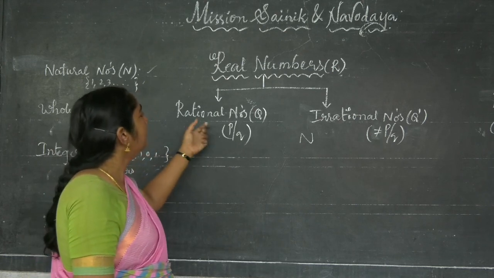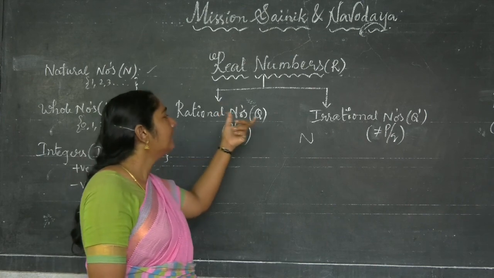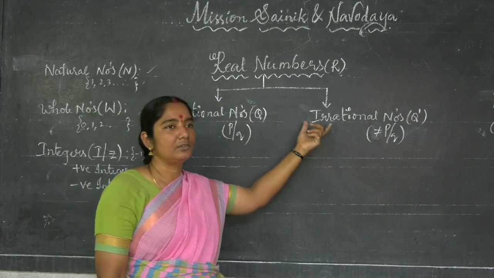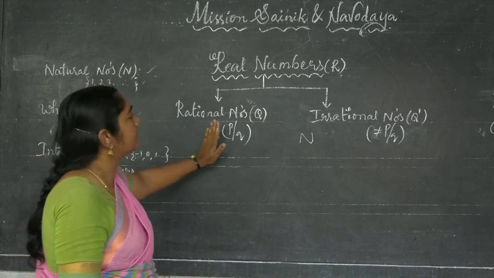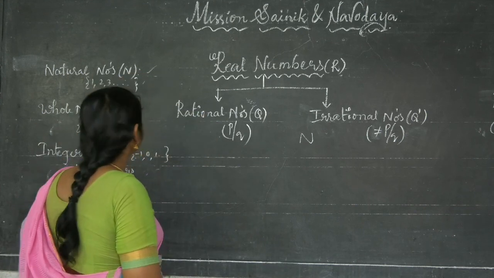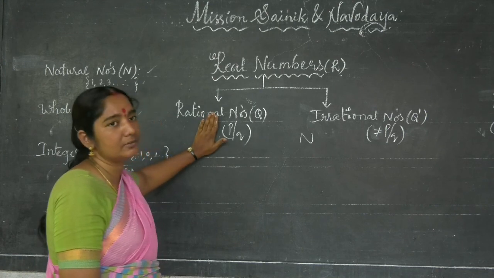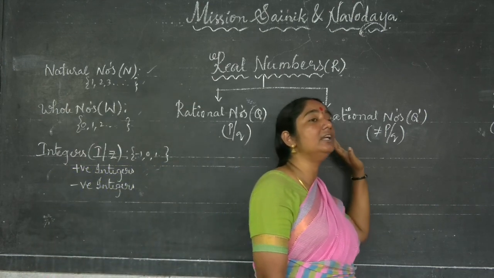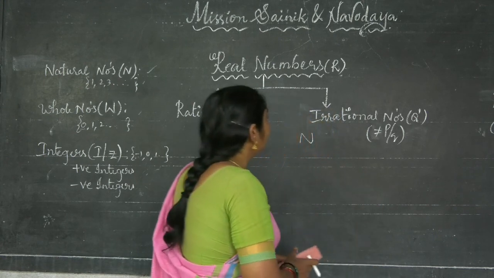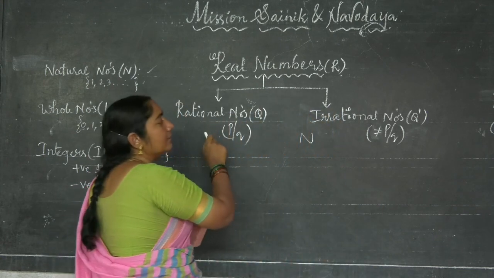And now again we are seeing rational numbers and irrational numbers. All these sets of numbers can also be called rational numbers. What is a rational number? What is the difference between a rational number and an irrational number?